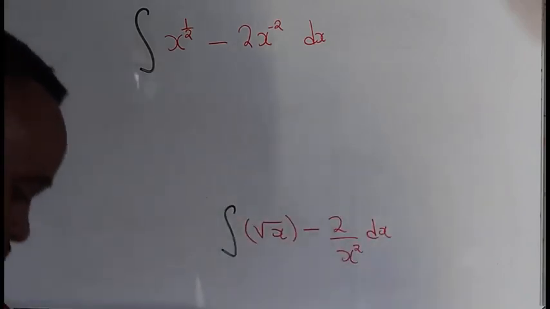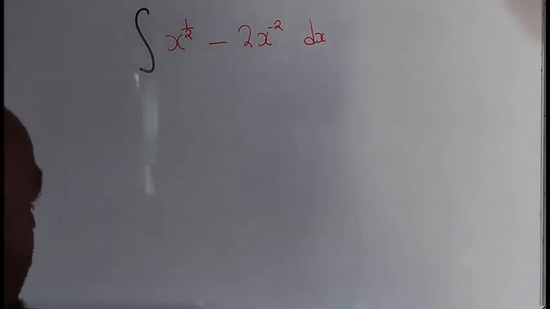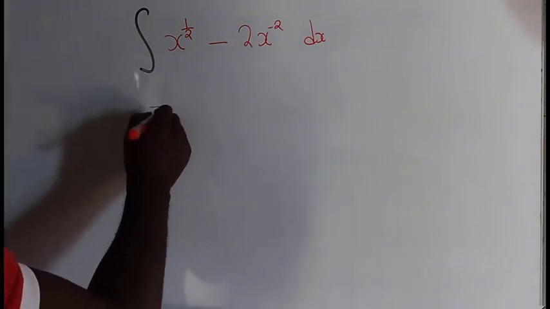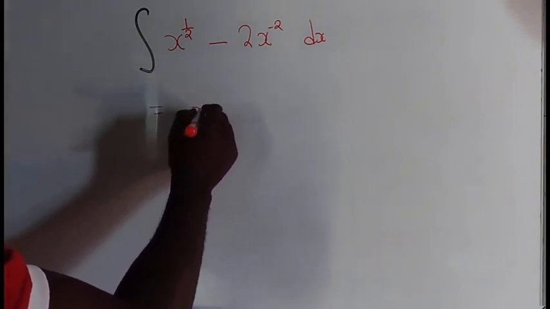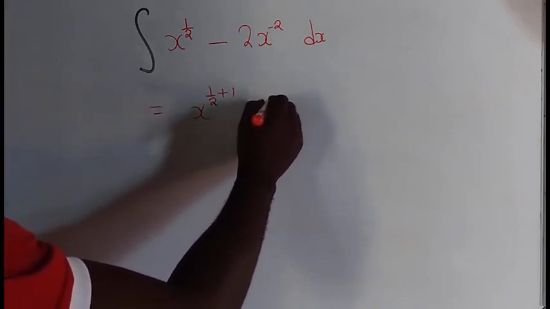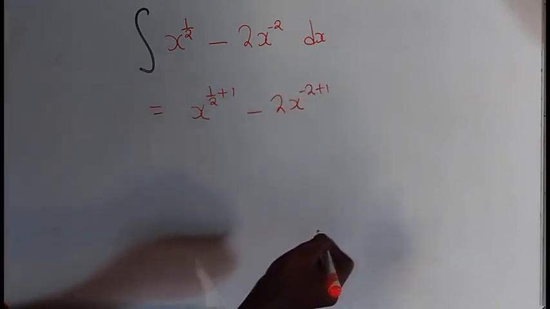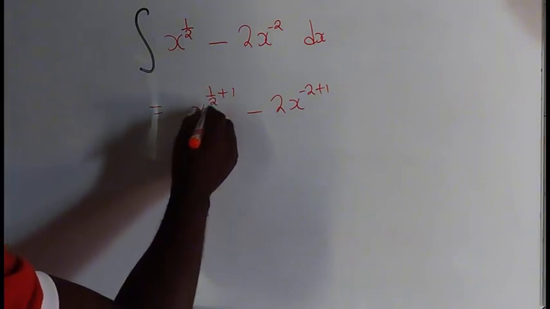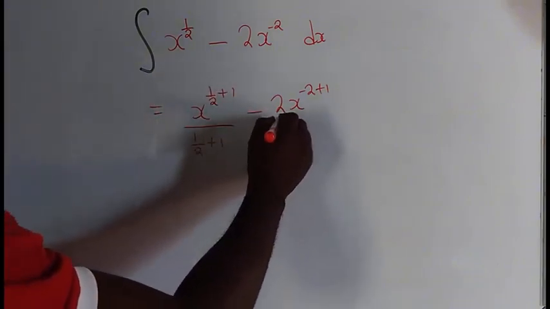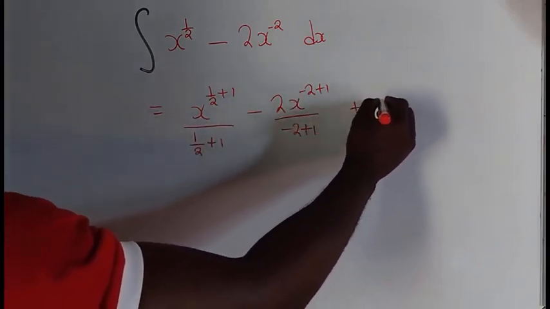So now from here, what are we going to do? We are now going to integrate this function. So the way we are going to integrate it, you say x raised to the power of half plus 1 minus 2x raised to the power of negative 2 plus 1. Here you have to divide with what you have done to the power there, 1 over 2 plus 1. So even here we divide with this negative 2 plus 1, then plus c.